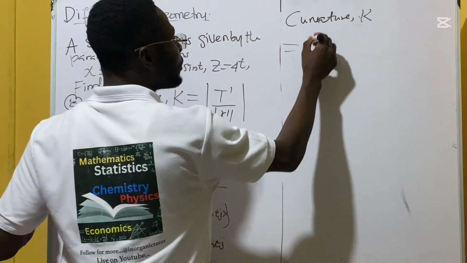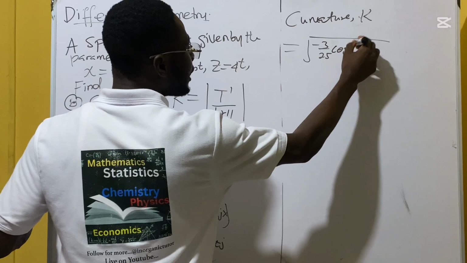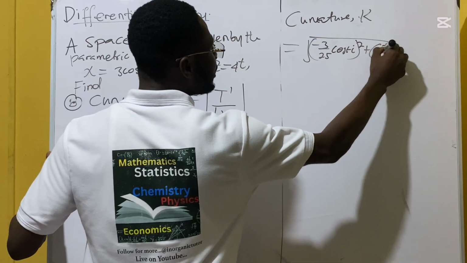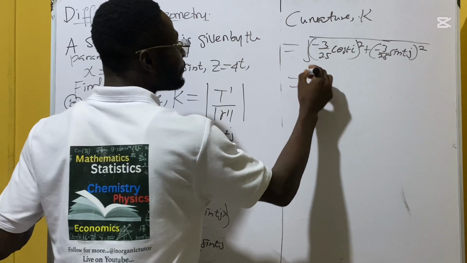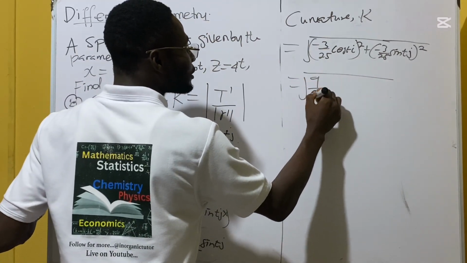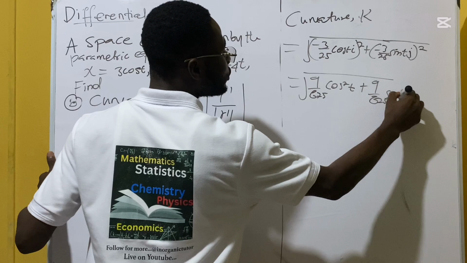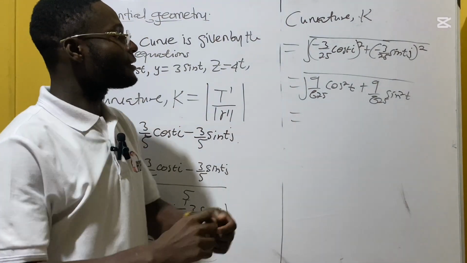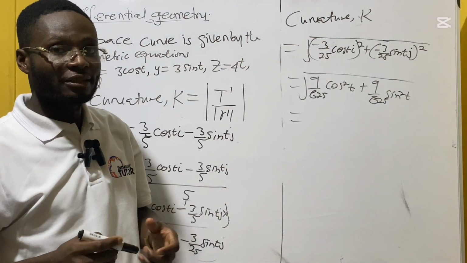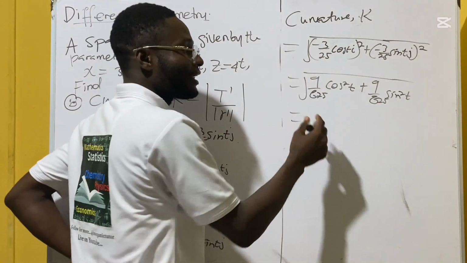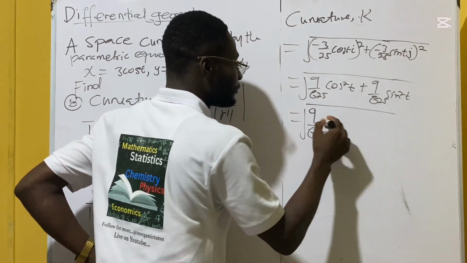K to be equal to the square root of negative 3/25 cos Ti all squared plus negative 3/25 sine Tj all squared, right? So we're going to have the square root of 9/625 cos squared T plus 9/625 sine squared T, right? So basically, these are what we call perfect squares. So we can factor this 9/625 out. So when we do that, we're going to have 625 inside the square root sign.